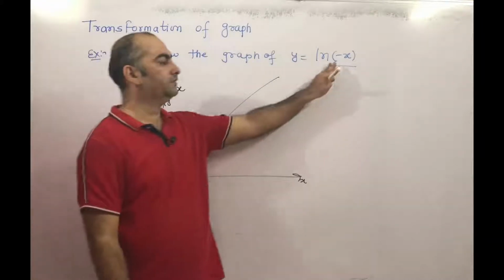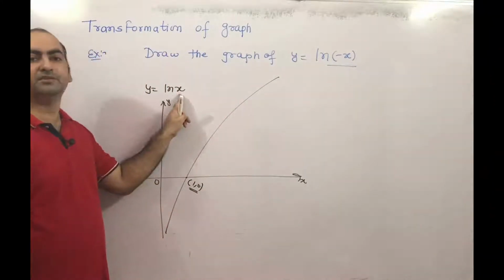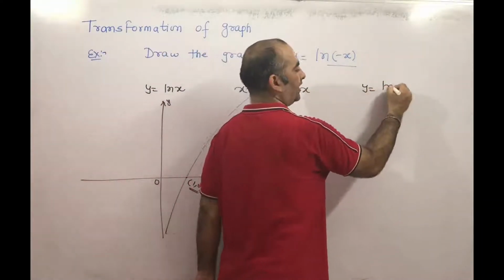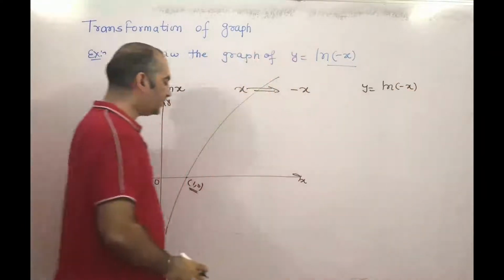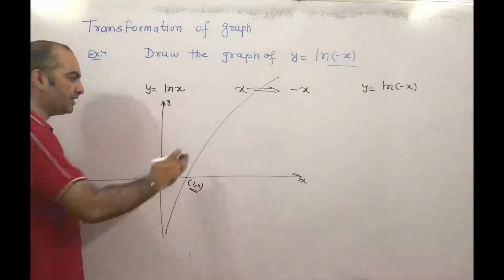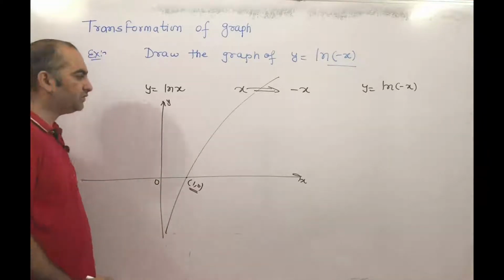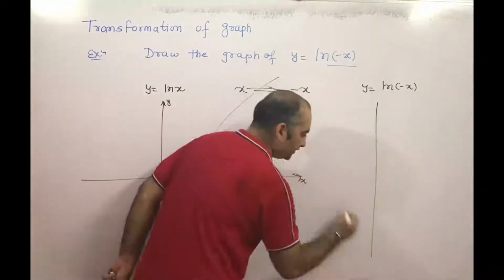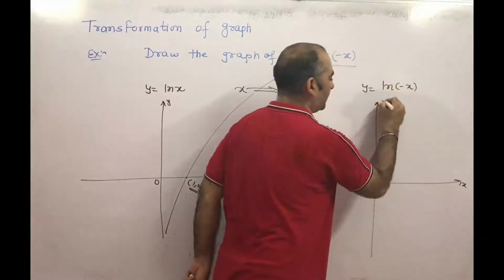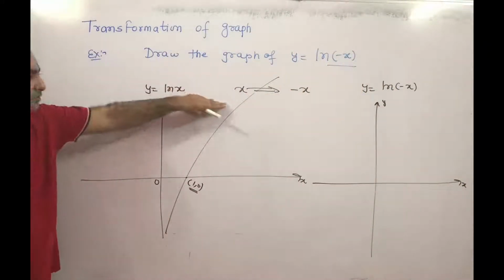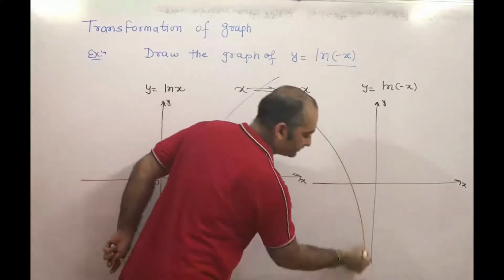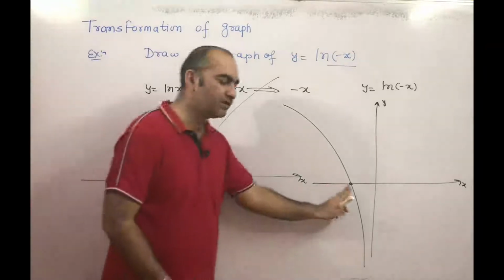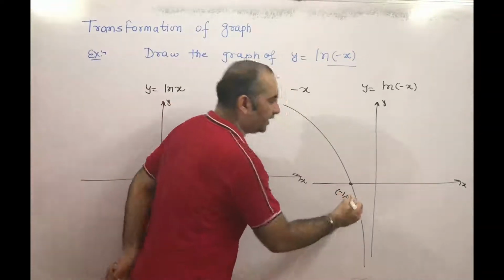Then we want to draw this graph. So what do we have to do here? Instead of x, we have to replace with minus x. We'll get y equal to ln of minus x. This function we will get. So in the graph, we have to rotate this graph 180 degrees with respect to the y-axis. That means this side graph will come this side. If you rotate this one 180 degrees, this portion will come this side. So the graph will come like that. Here you can see this point is (1, 0), then this point will come to (minus 1, 0). And you can check here.